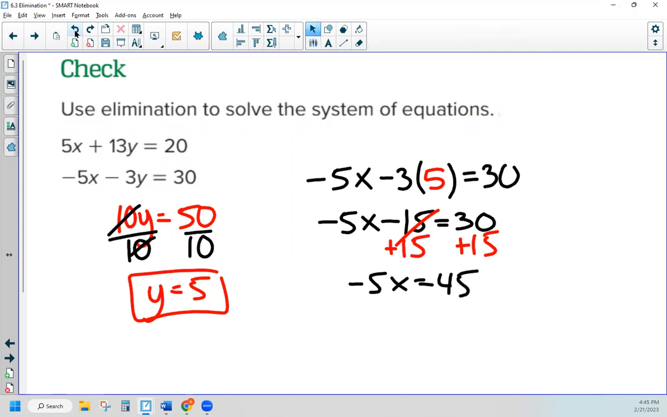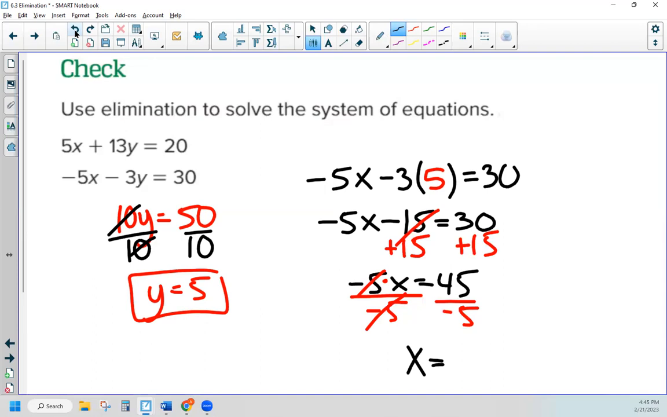And then lastly, we'll take this -5 to the other side. I know that they're multiplying. The opposite of multiplication is to divide. And I do bring the negative with me. Don't forget about bringing your negative with you. If not, then that x stays negative. And I don't want to find negative x. I want to find x, positive x. What do we get here? We get -9. Okay. 45 divided by -5, -9.